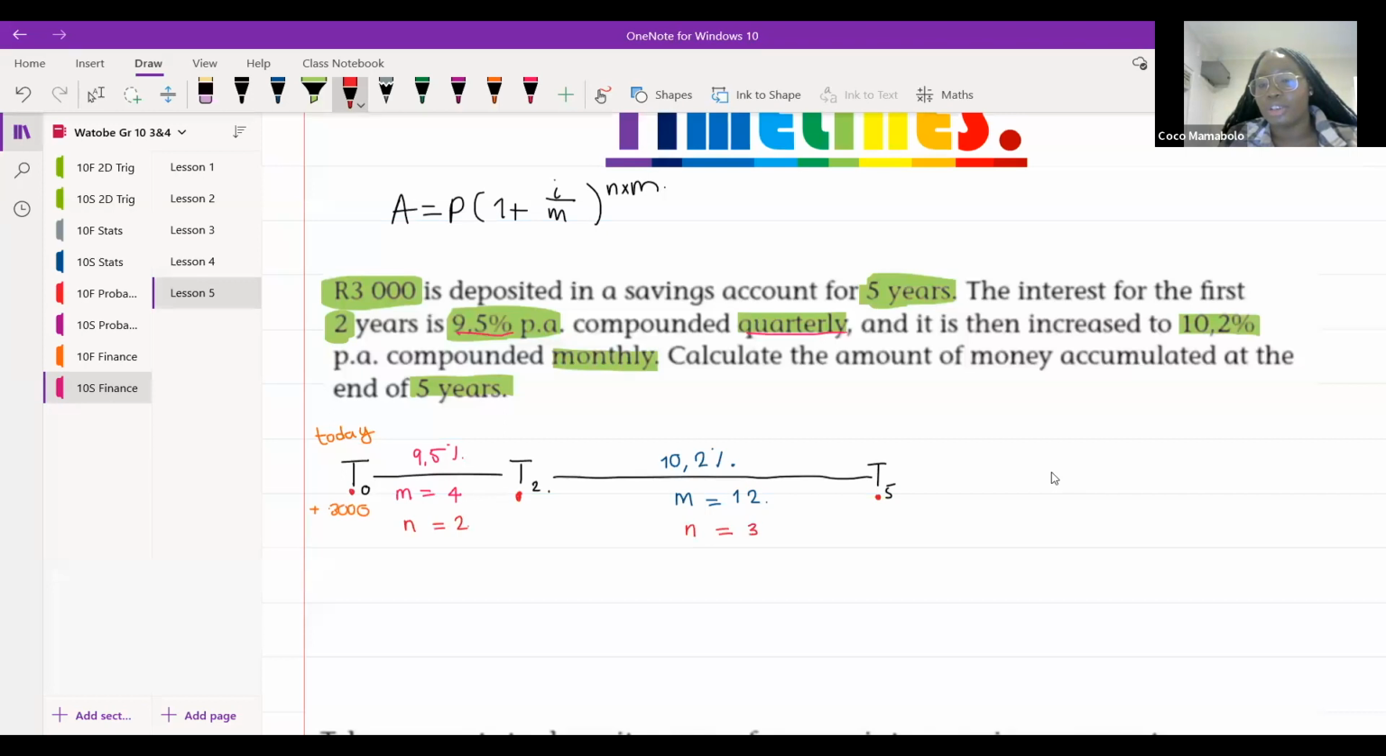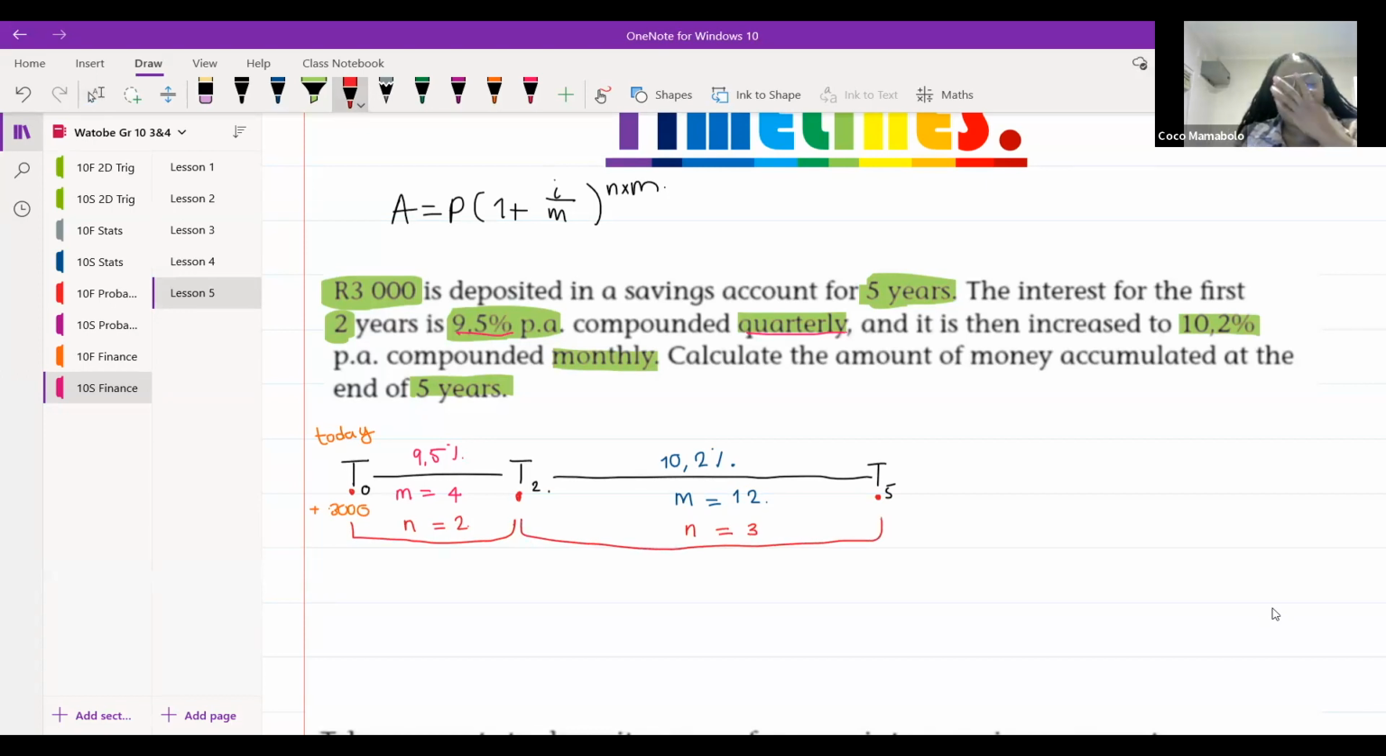So if we think about this, how many calculations are we actually going to do? Are we going to do just one calculation? We're going to do 2 calculations. We're going to first look at how much money this is going to give us, and then once we get that amount, we're going to use it to calculate for this part of it.